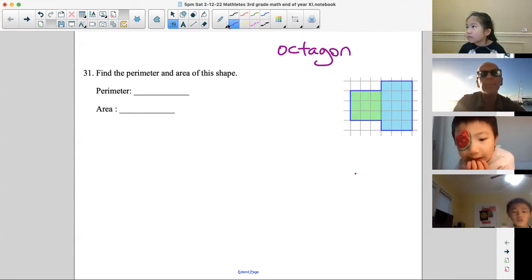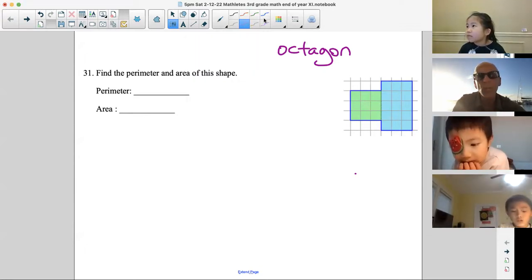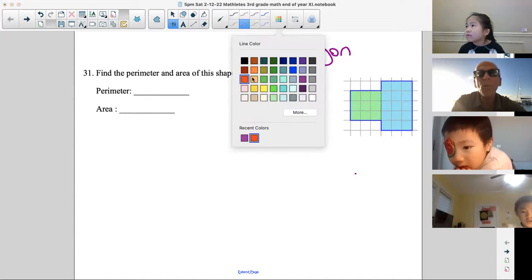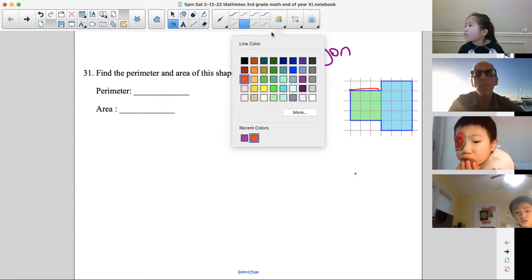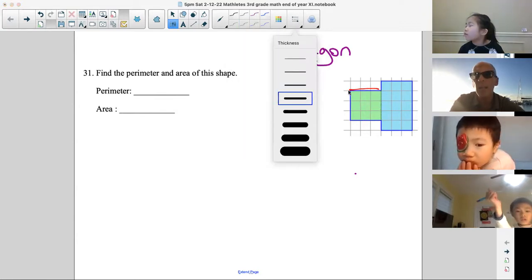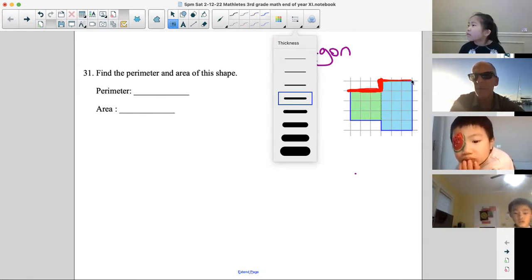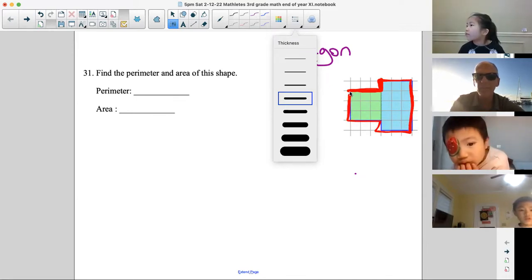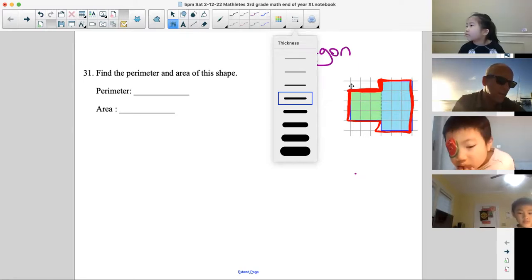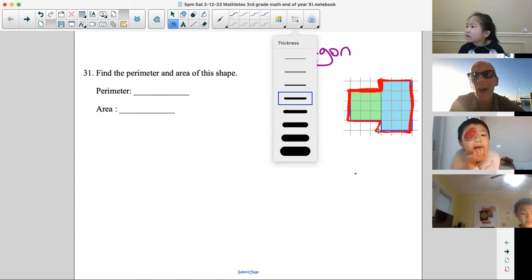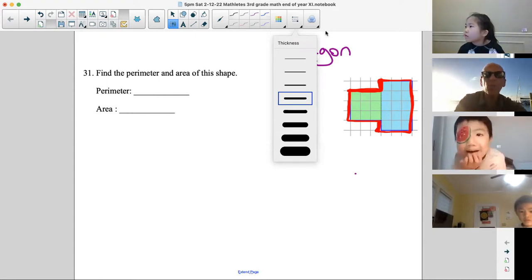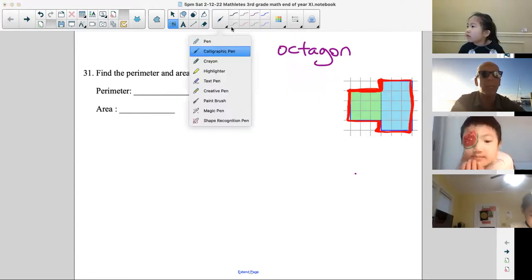Perimeter means the side. So say it again, buddy. Perimeter means the side. Yeah, so guys, the perimeter means the side. So if you look at the outline, this is the perimeter. It's the outline. You guys see that? That is the outline. And then who can tell me what the area means?